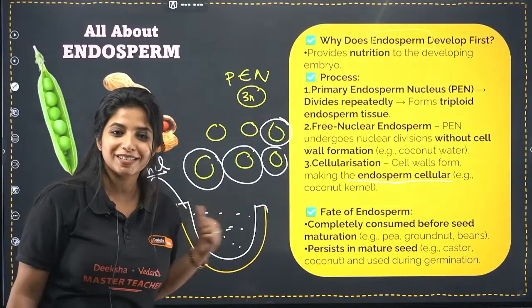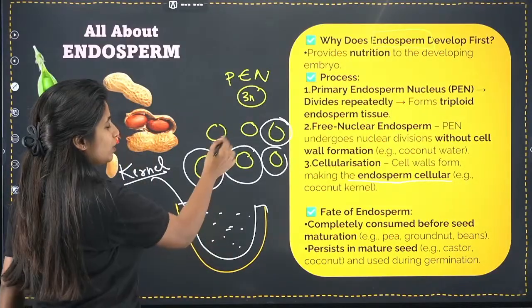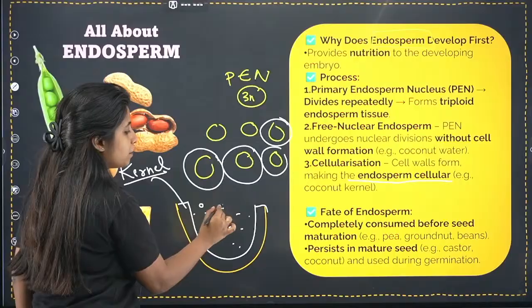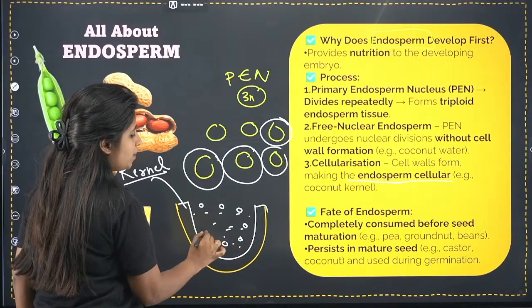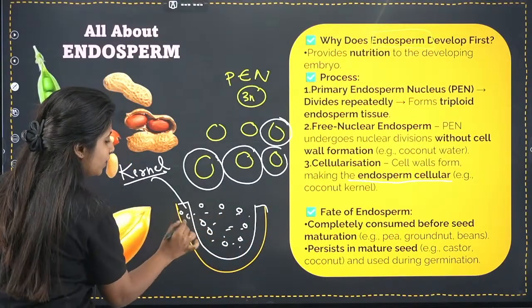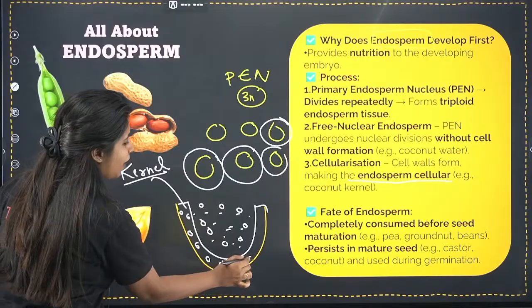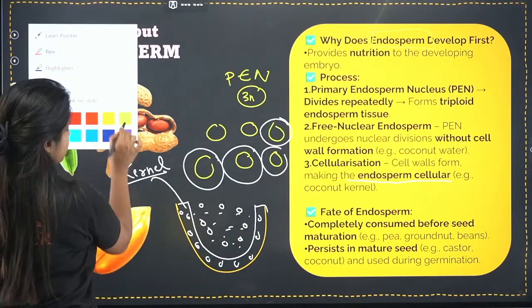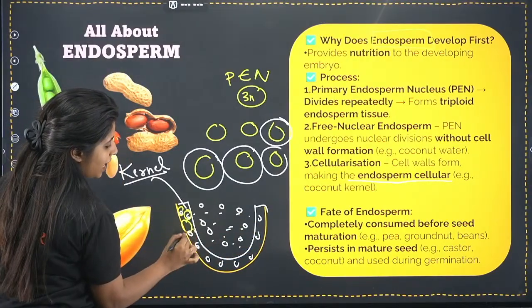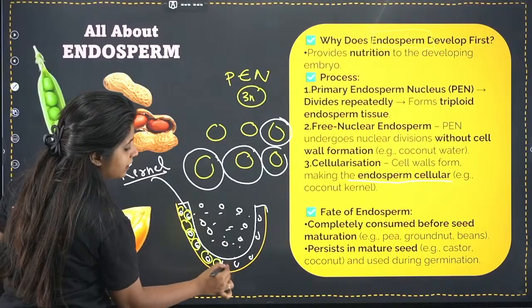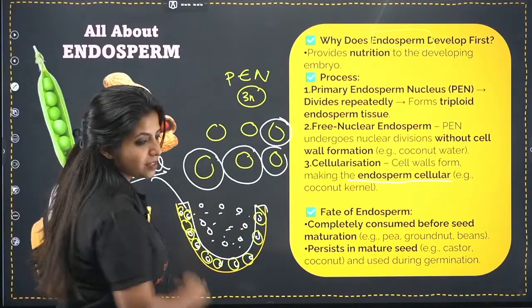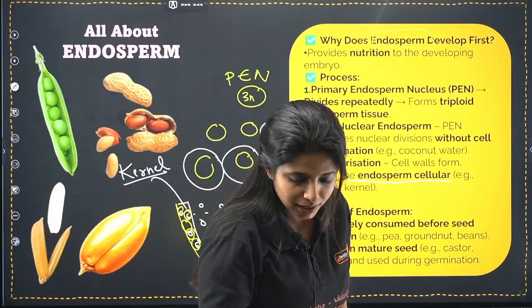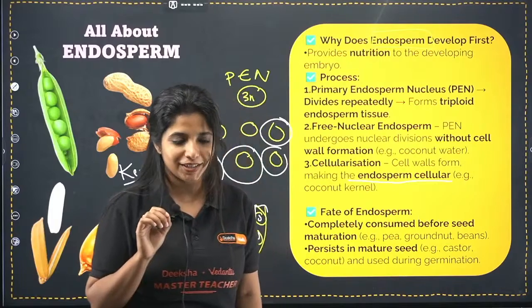Do you know what this water contains? The water is nothing but the nuclei which are not covered by any cell wall. Over here also you have nuclei, but this nucleus is covered by cells, and these cells make the white kernel that you eat. You get it? So this is very, very, very important.